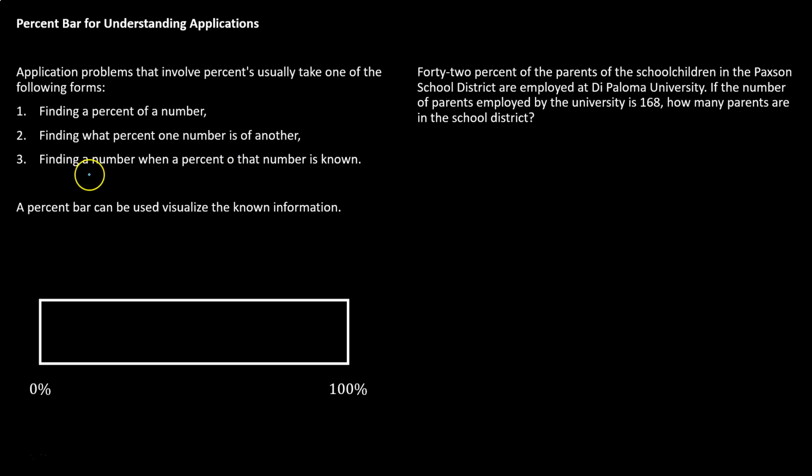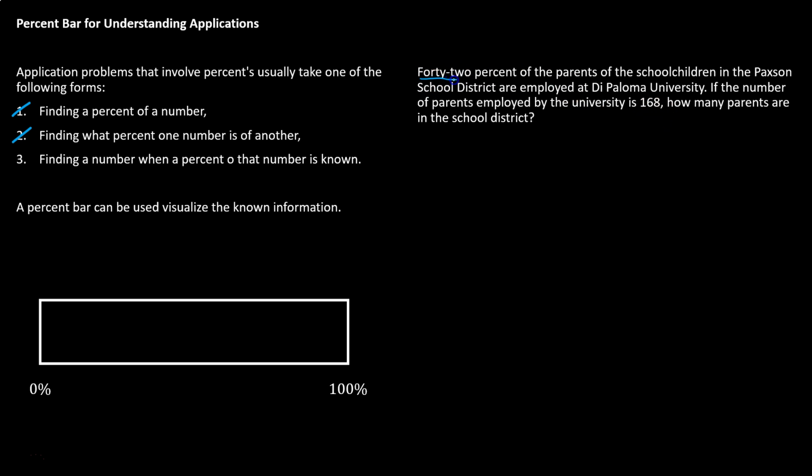You're probably going to guess we've already solved problems like 1, problems like 2. This one's probably a problem like 3. But before we assume that, let's make sure that we agree that's what's about to happen. In this problem, we have 42% of the parents of school children at Paxton School District are employed at Di Paloma University. If the number of parents employed by the university is 168, how many parents are there in the school district? Now let's start by filling in our percent bar.